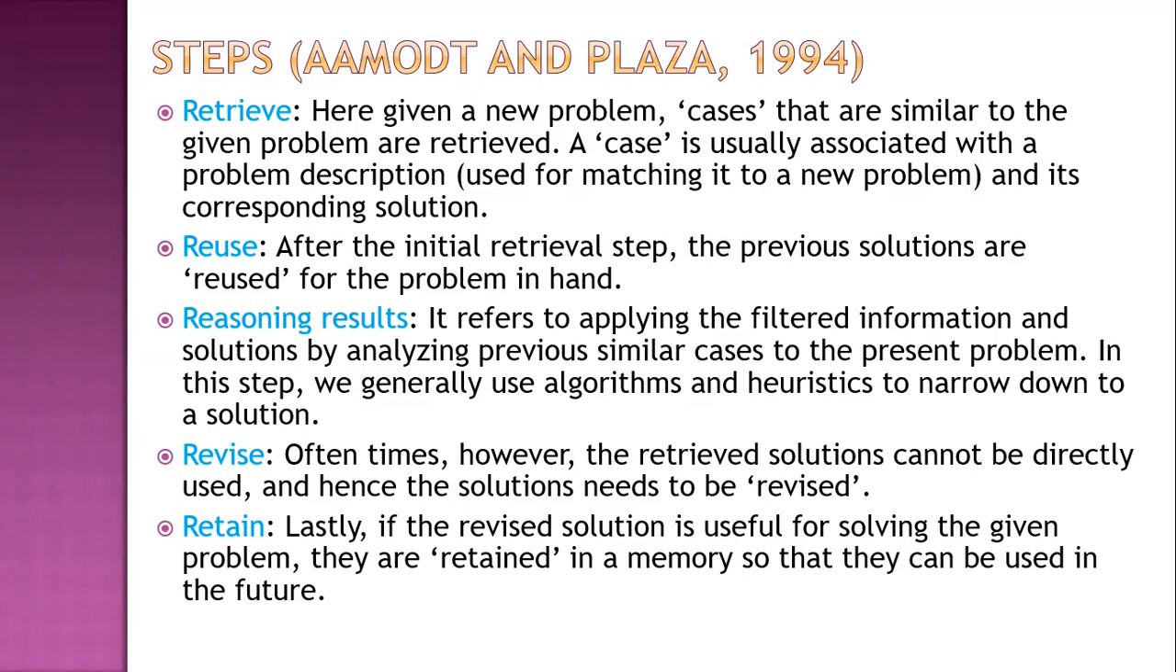Then after the initial retrieval step, the previous solutions are reused for the problem in hand. Reasoning results. It refers to applying the filtered information and solutions by analyzing previous similar cases to the present problem. In this step, we generally use algorithms and heuristics to narrow down to a solution. Revise. Oftentimes, however, the retrieved solution cannot be directly used, and hence the solution needs to be revised. And these revised solutions with their problem are again stored in the archive for future use. Retain. Lastly, if the revised solution is useful for solving the given problem, it is retained in memory so that it can be used in the future.